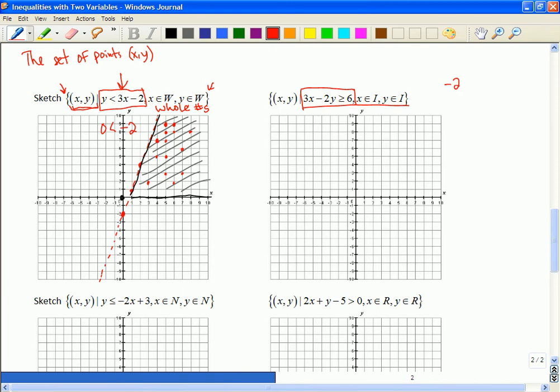So I would end up with this equation for my line. And I would go 1, 2 over and 1, 2, 3 up. And it's a solid line.